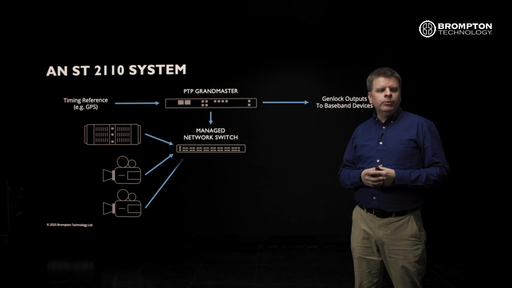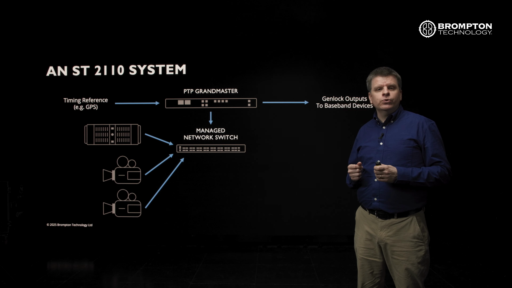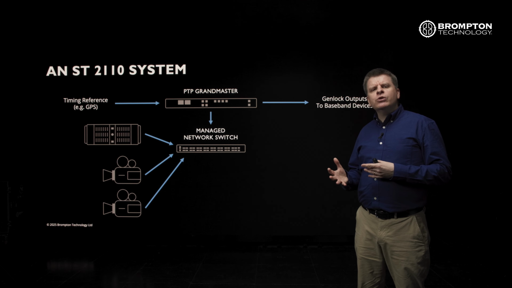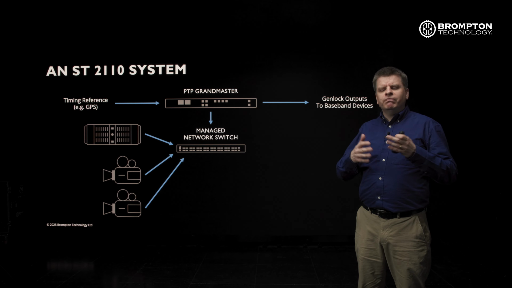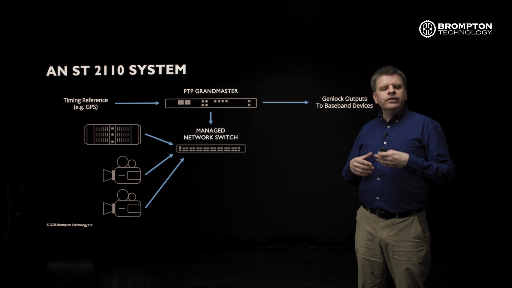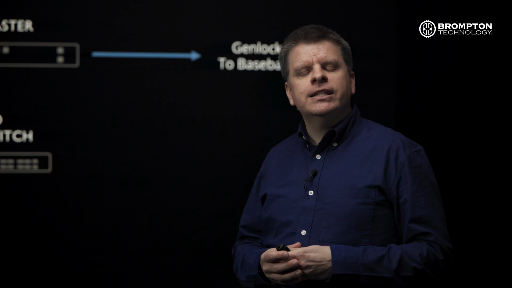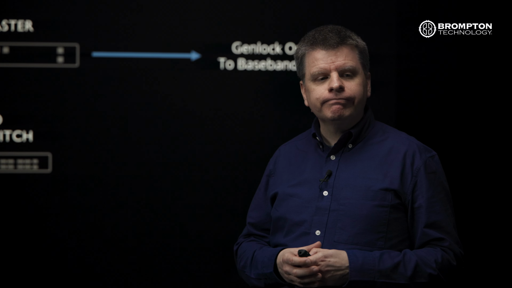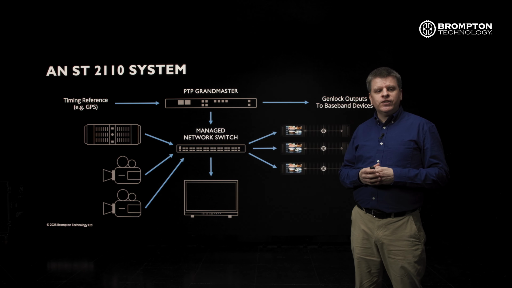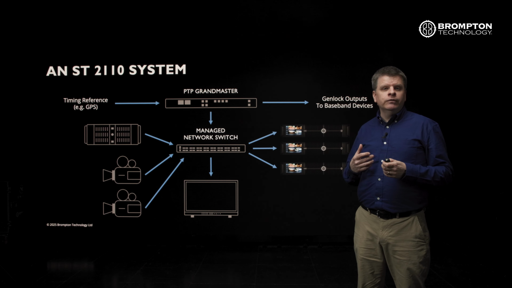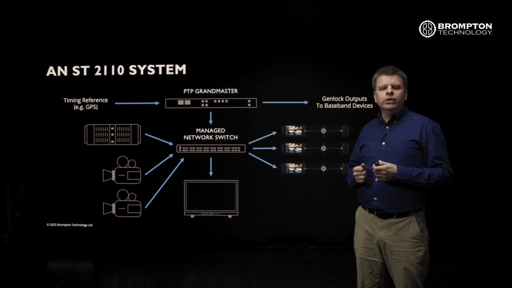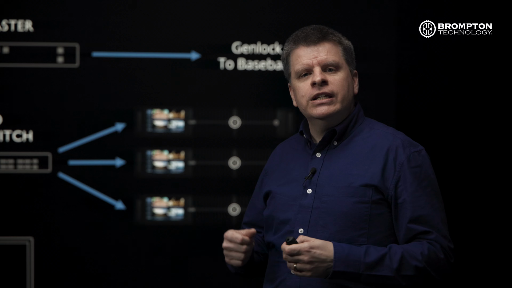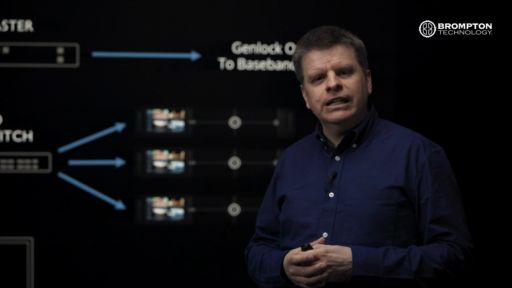Also connected up to our network then, we're going to have some video sources. So this could be cameras, could be a media server, various other devices. These are generating ST2110 video streams to transmit over the network. And those are going to be sent to receivers. And a receiver could be a monitor or a multi-viewer, a recorder, or indeed a Brompton Tessera LED processor.